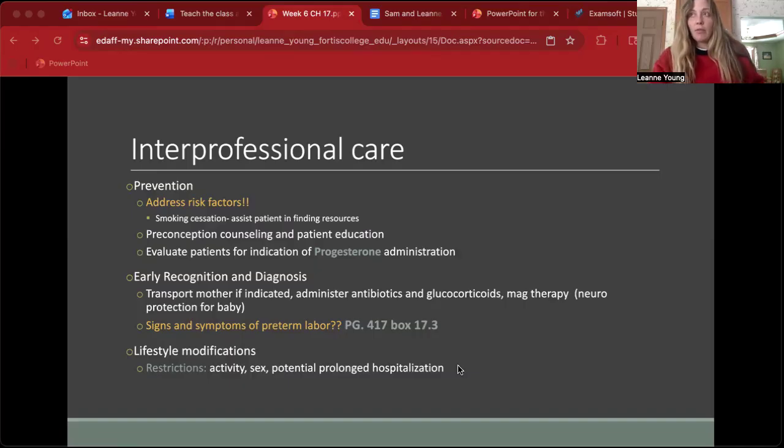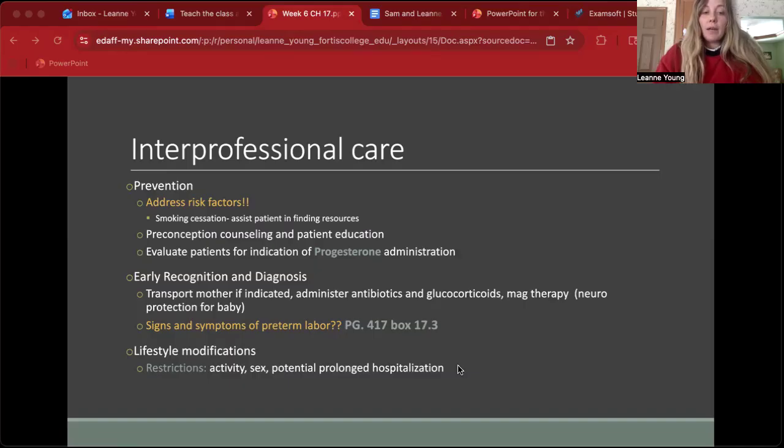And preterm deliveries for infants is a high risk situation. They're in the NICU for a while. They're monitored very closely. They can have some lasting complications throughout their life as a result of being born preterm. So these are things that we really want to try and prevent.